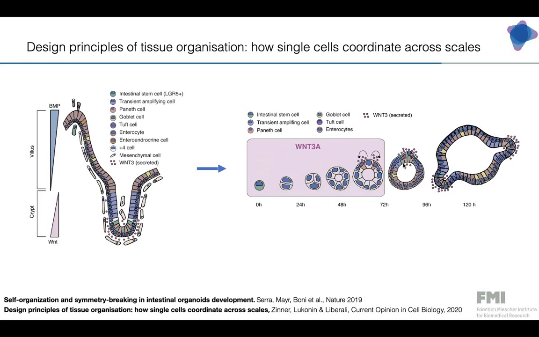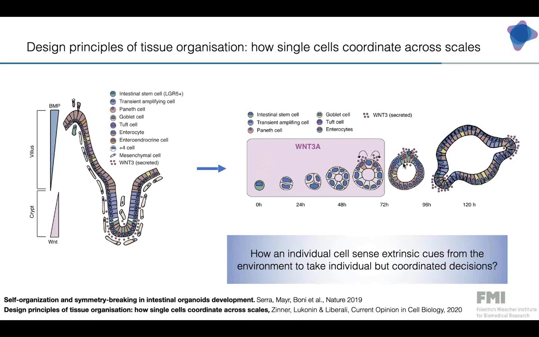So at a certain point, how does an individual cell sense the extrinsic cues from the environment to take individual decisions, but coordinated decisions, because you don't have multiple symmetry breaking events, you just have few that then create the stem cell niche? This is a problem about biological scales, in the sense you have very fast millisecond events on the plasma membrane of these individual cells that have consequences days later on the tissue level scale. And this was what we were interested in.